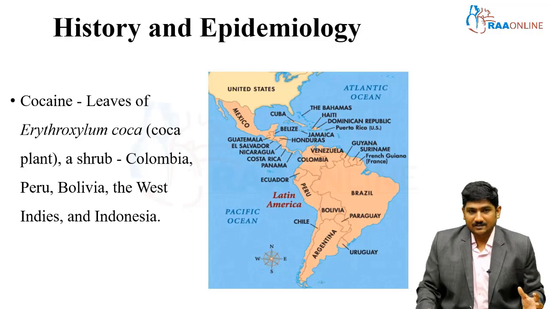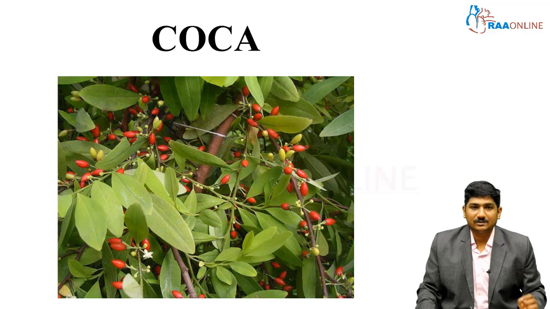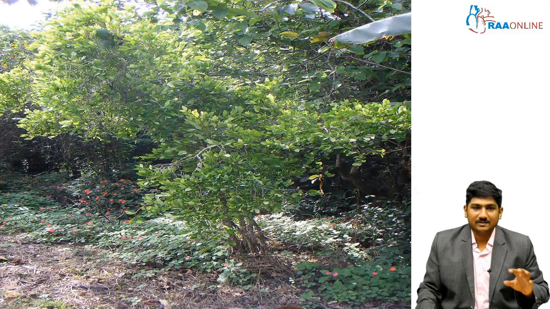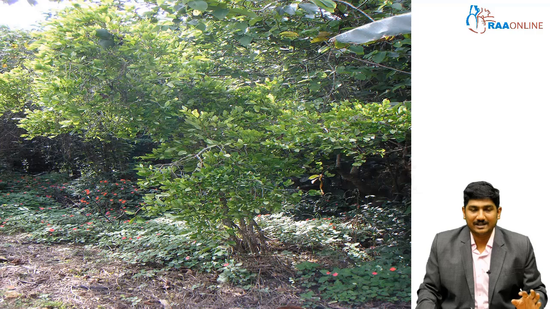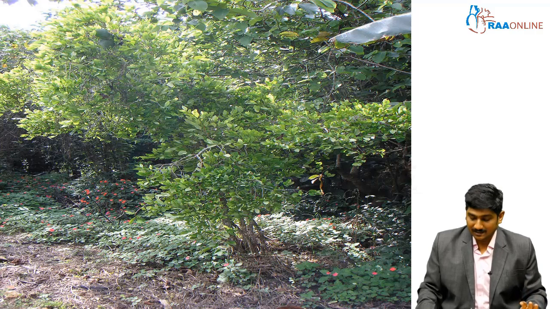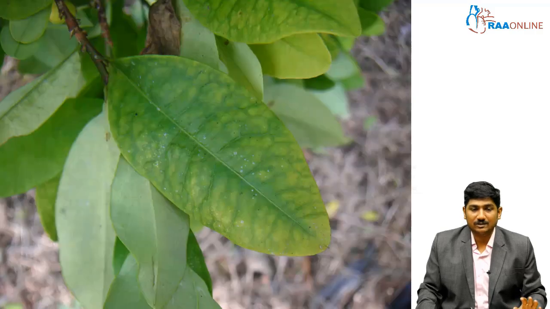Cocaine comes from the leaves of Erythroxylum coca, the coca plant. It's basically a shrub found in Colombia, Peru, Bolivia, the West Indies and Indonesia. This is the coca plant, and these are its fruits. If you are an international traveler, you might see similar looking trees. This is how a coca plant looks, and this is the typical coca leaf.